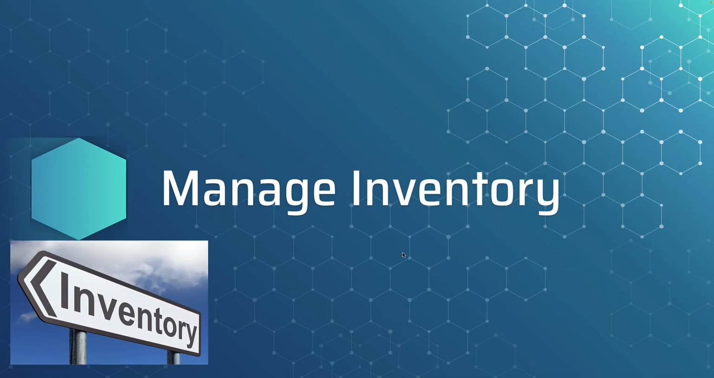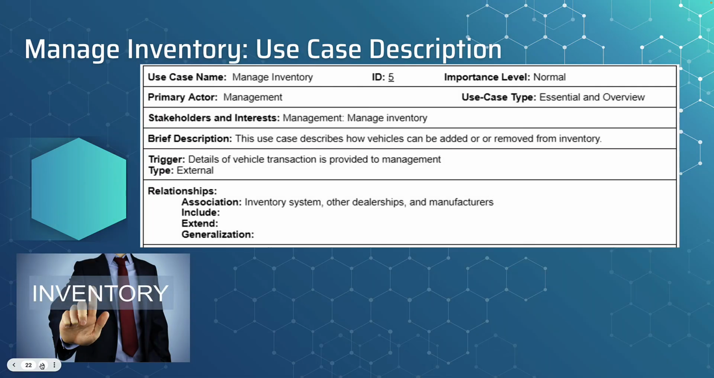Next, we will discuss the use case for manage inventory. This is the use case description for manage inventory. The primary actor is management, and the stakeholders and interests are management, who manage the inventory. The importance level is normal, and it's an essential and overview use case type. A brief description is that this use case describes how vehicles can be added or removed from inventory, and the trigger is that the details of the vehicle transaction are provided to management. It is associated with the inventory system, other dealerships, and manufacturers.